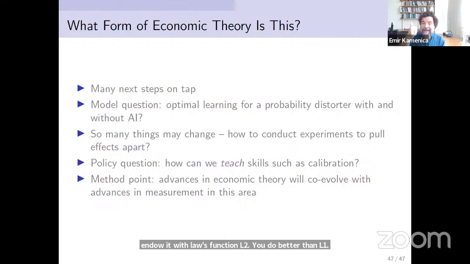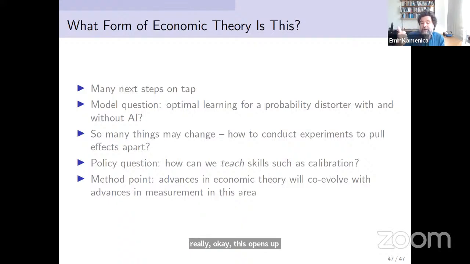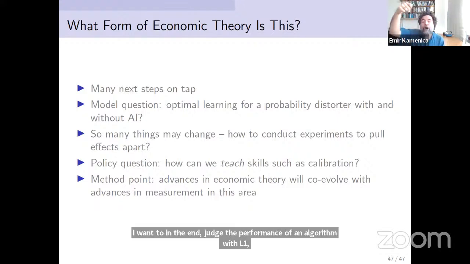Couple of questions. Is this news in machine learning? Is this something that everybody's going to say, yes, we understand that? Or, wow, really? Okay, this opens up, purely outside of economic theory, an agenda of: if I want, in the end, to judge the performance of an algorithm with L1, what is the L star of L1, the loss function to train the algorithm on?